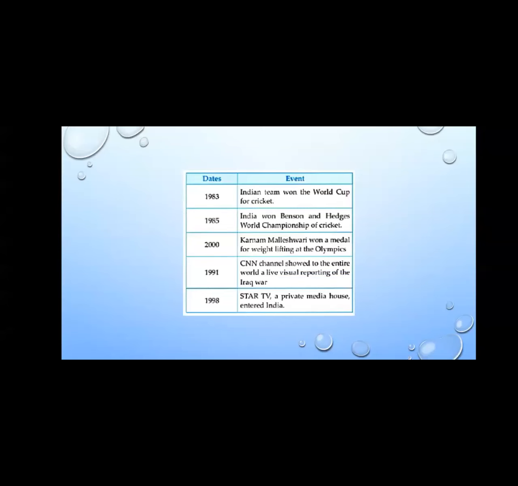So here we have a few dates and events which you need to remember again. In 1983, the Indian team won the World Cup for cricket under the captainship of Kapil Dev. Again in 1985, India won the Benson and Hedges World Championship of Cricket. Then in the year 2000, Karnam Malleshwari won a medal for weightlifting at the Olympics. Then in 1991, the CNN channel showed the entire world live visual reporting of the Iraq war. Then in 1998, Star TV, a private media house, entered India.